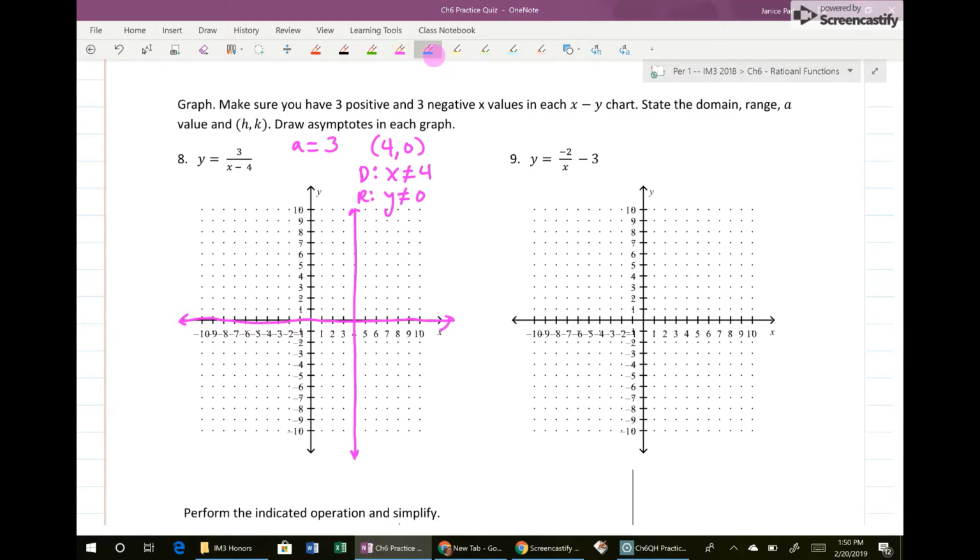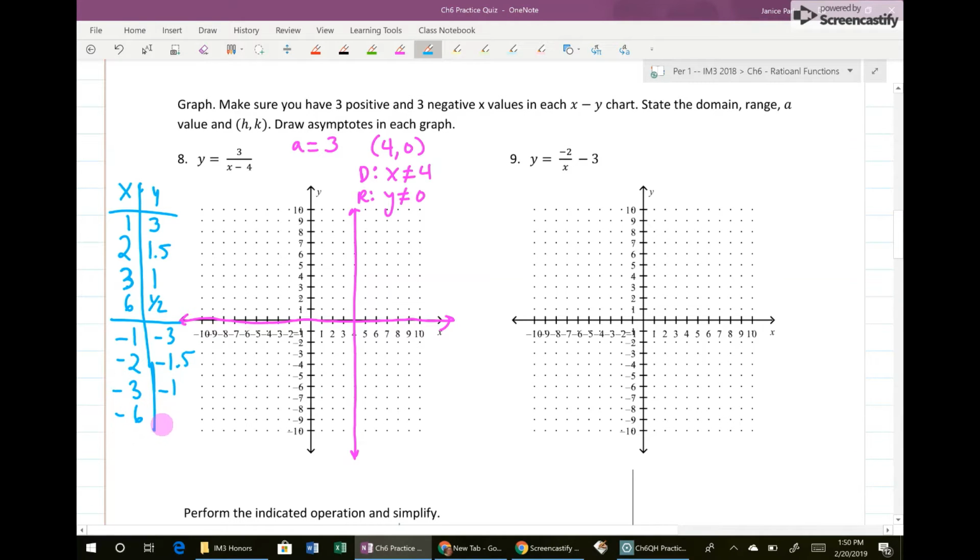For my xy chart, we're picking numbers that multiply to 3. So 1 times 3. I'm going to go ahead and do 2 times 1.5 and 3 times 1. If you want to do 6 times 1/2, that's fine. So -1 times -3, -2 times -1.5, -3 times -1, and I'm going to go ahead and use -6 and -1/2.